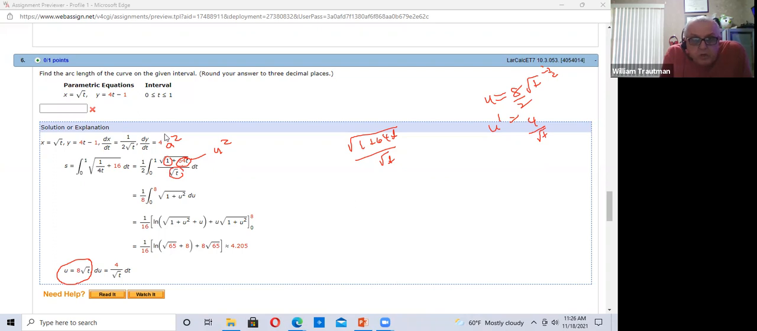Oh, and the 4, if you take that 4, I guess the 4 is on the bottom also. Sorry. And that's where they multiply that by 4.